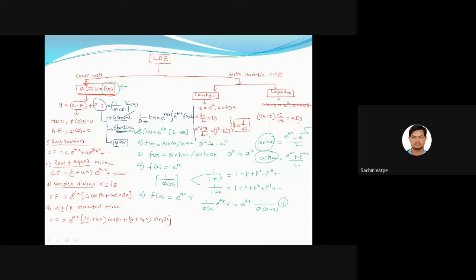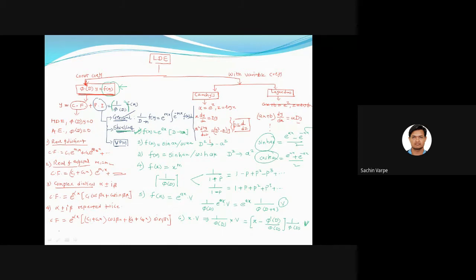This is the 5th case, and then case number 6, the combination of x into v. It says 1 upon phi of d, x into v, is equal to x minus phi dash, that is the derivative of phi, upon phi of d, the whole times 1 upon phi of d, operated on v, and then we proceed according to v. So this is about the 6th one, and the 7th one also we have discussed.